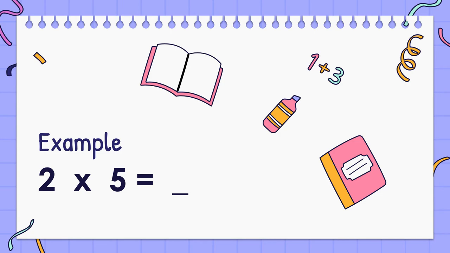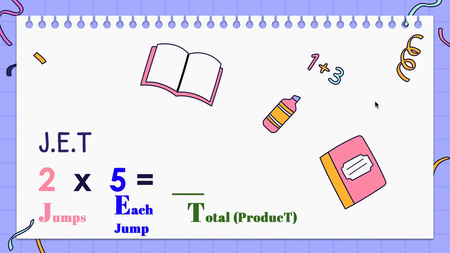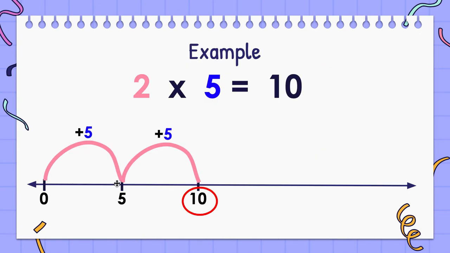So here we have the example 2 times 5. On the number line, we'll be making 2 jumps, and each jump will be worth 5. On the number line, here is what an example would look like. We have our 2 jumps, and each jump is worth 5 with its label on top. So, like using the skip counting, we would land at 5, and then add 5 more, and we get 10. So our answer is 10, or the product.